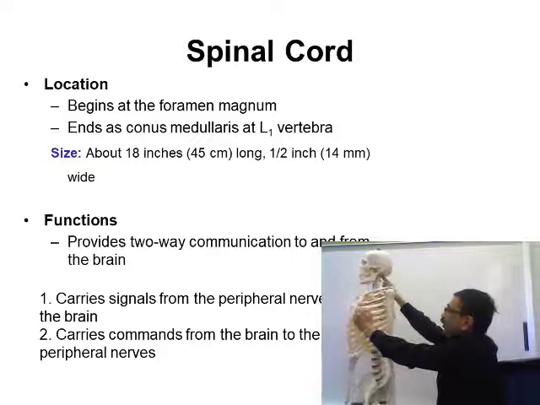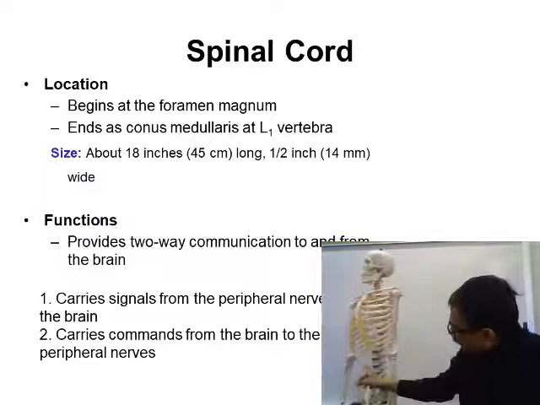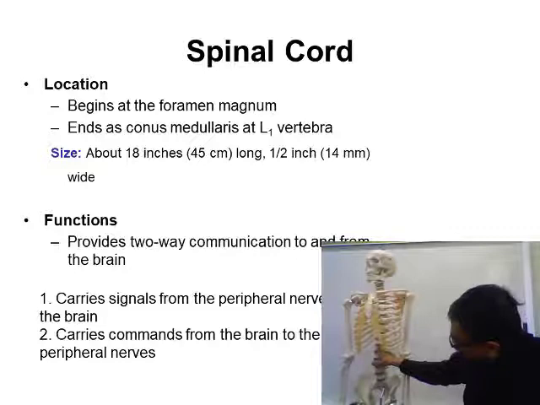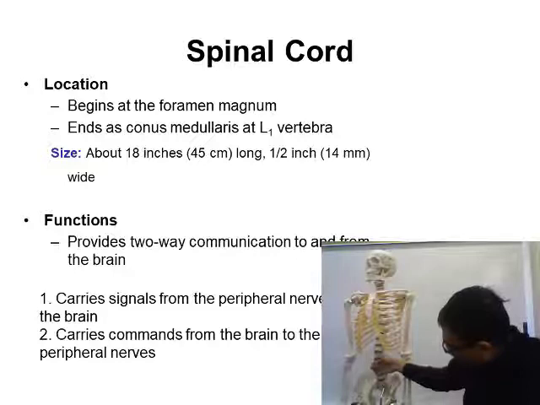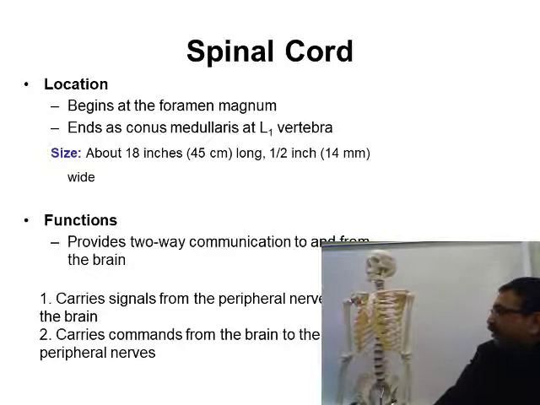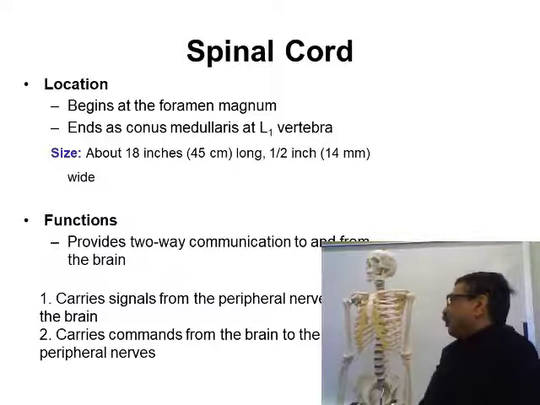That's the upper end. And the lower end ends at lumbar 1. So this is lumbar 5th, 4th, 3rd, 2nd, 1. Most of the cases, the lower end of the spinal cord ends here. Sometimes it goes to L2, lumbar 2. But it will not go below that. So in this area, you don't have any spinal cord. Most of the time it ends here, sometimes here. The length is about 18 inches. That means 45 centimeters. And the width is half inch or 14 millimeters.